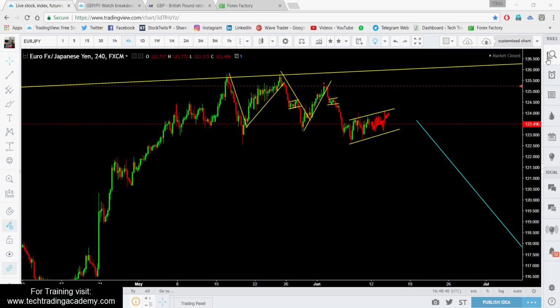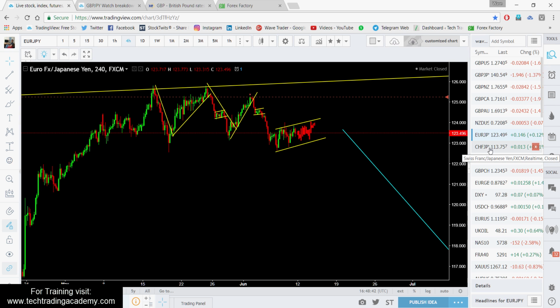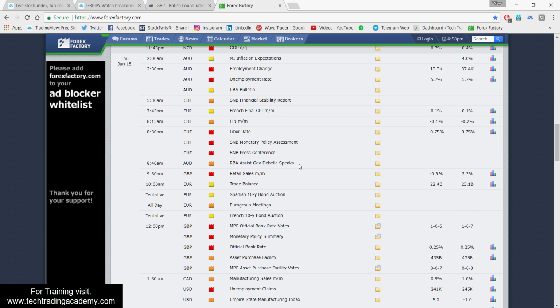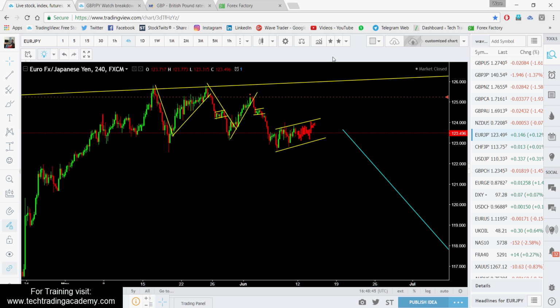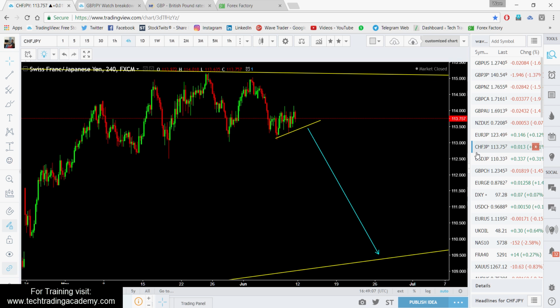All right, so no risk event is coming over there on euro pairs. But we are having the Bank of Japan press conference and monetary policy statement on Friday. So this can cause lots of volatility in the market on yen pairs. All right, so similar on the chief pair as well.